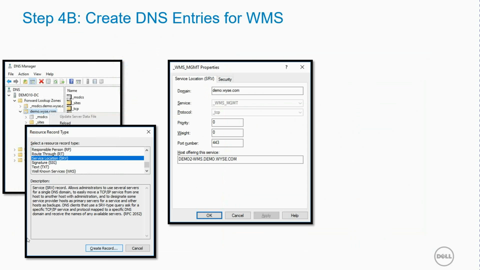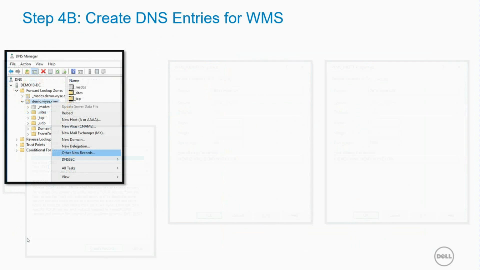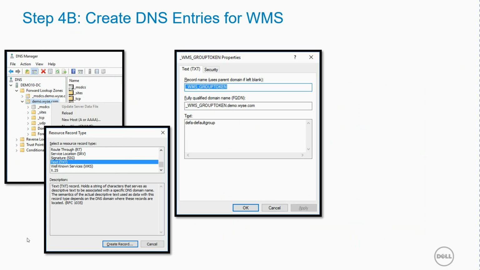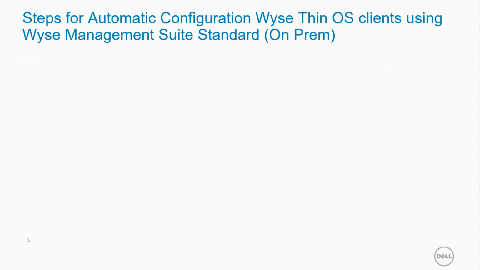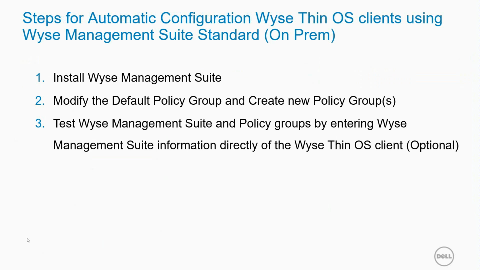So here are screenshots of my SRV record. Again, pay special attention to the format. You can see the full DNS name. The ports are specified. And then for my text records, you can see here I've got that default group as well as the CA validation status set to default. So let's go ahead and bring up one last time these are the 4 steps that we did.